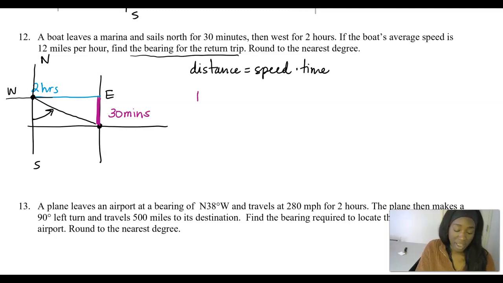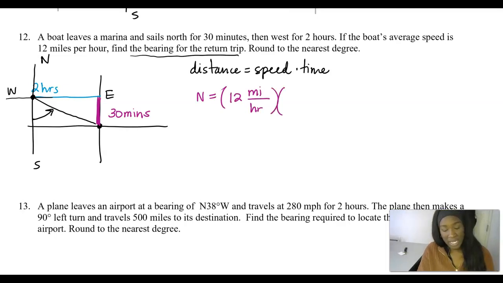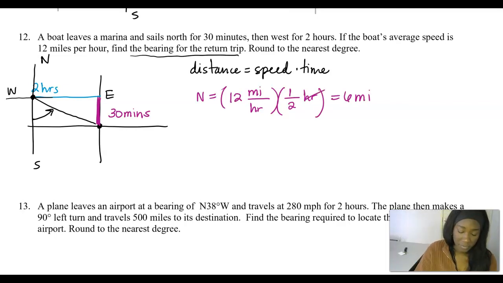So for instance, for how far the boat went north, well, they told us that the speed was 12 miles per hour, and it traveled that fast for 30 minutes, which is half an hour. So if you're going 12 miles an hour for half an hour, then you have gone 6 miles. So I will erase this 30 minutes and just label that north distance with a 6.